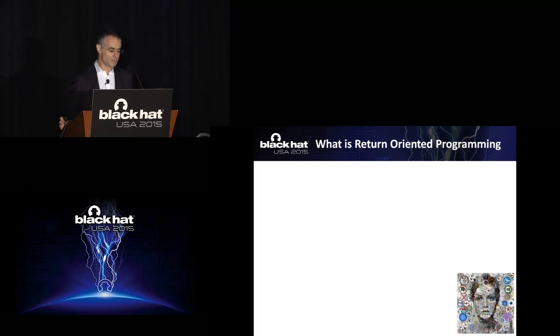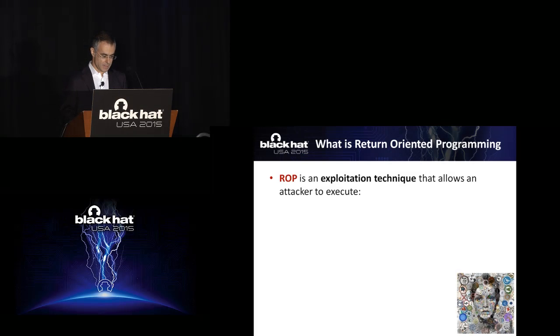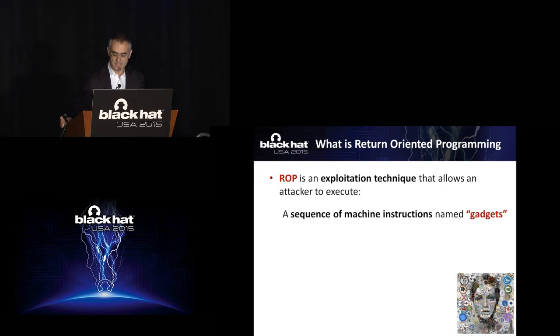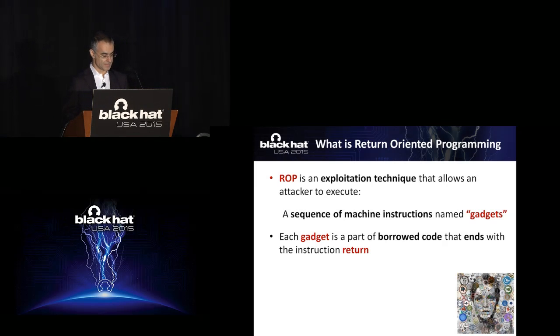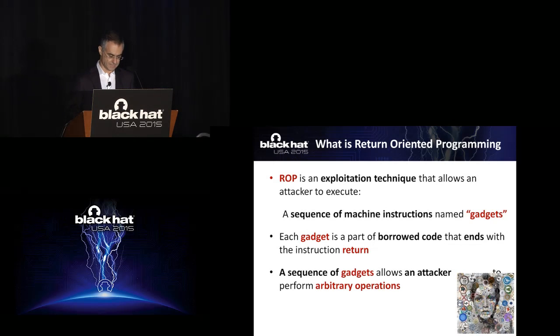What is return-oriented programming? ROP is an exploitation technique that allows an attacker to execute a sequence of instructions named gadgets. Each gadget is borrowed code that ends with the instruction return. A sequence of such gadgets allows an attacker to perform arbitrary operations. It's like a collage, as you can see in the photo.